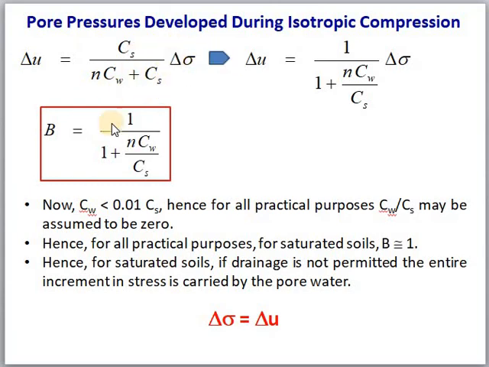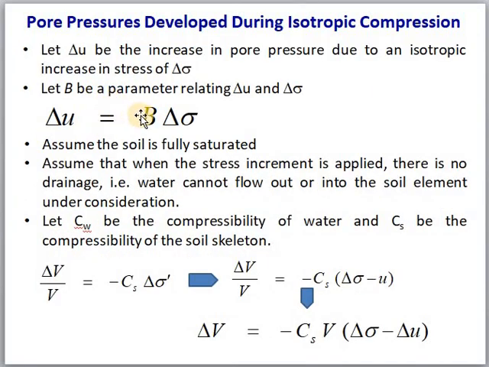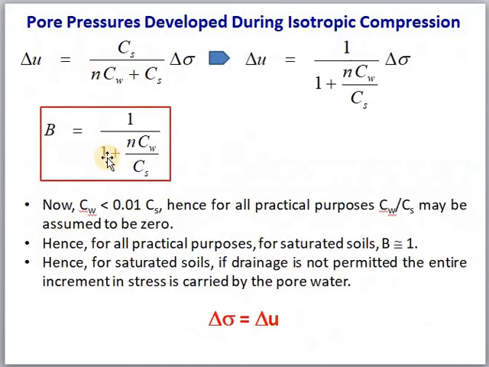Just some rearrangements in the equation, and again I divide by C_S in the numerator and denominator. You have this expression delta U equal to 1 by (1 plus n C_W by C_S) delta sigma, and this term, 1 divided by (1 plus n C_W by C_S), is the pore pressure parameter for a completely isotropic compression case. Now that is B. Initially I showed you this equation, that is delta U is equal to B into delta sigma, and that B we have found now, that is 1 by (1 plus n C_W by C_S).